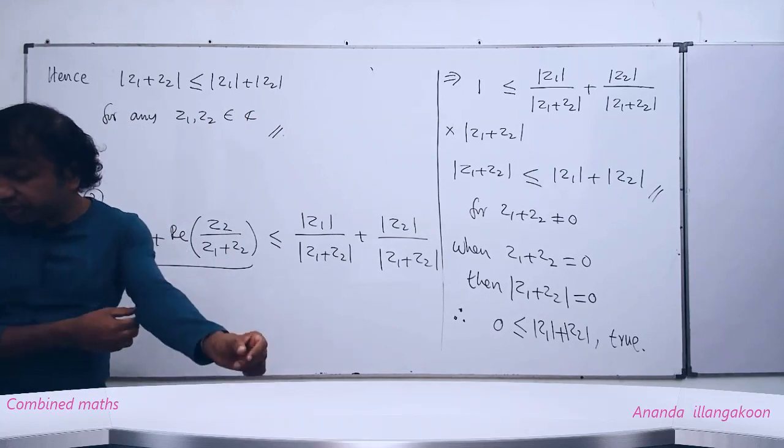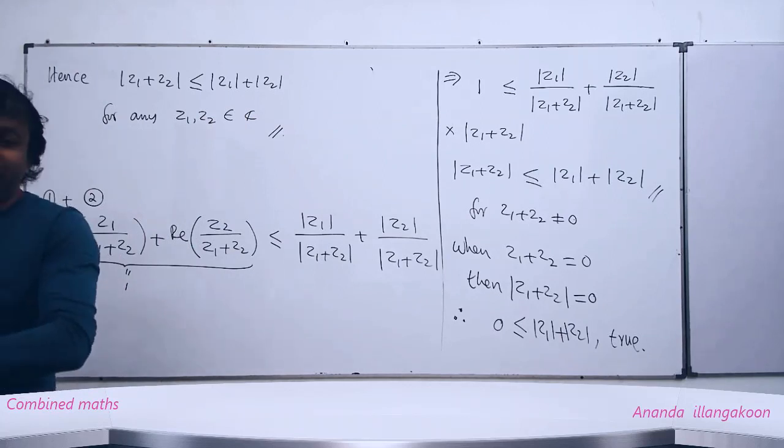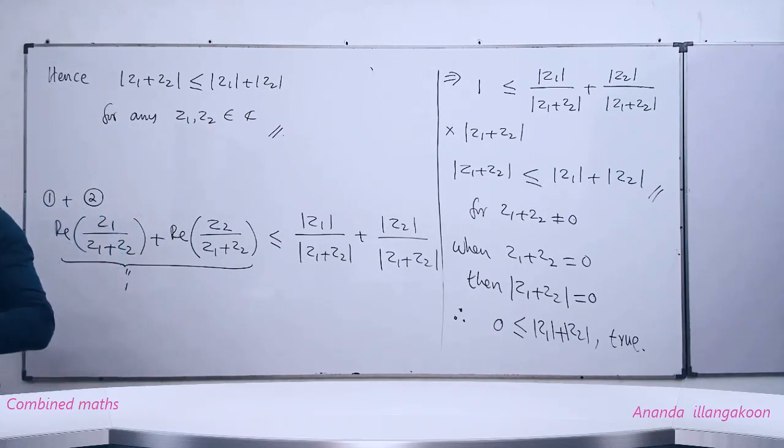People, part C also by De Moivre's theorem. Sorry, De Moivre's theorem. De Morgan's law comes in probability. De Moivre's theorem comes in complex numbers, right? By De Moivre's theorem, we can prove that. I'll come to that after doing De Moivre's theorem next day.